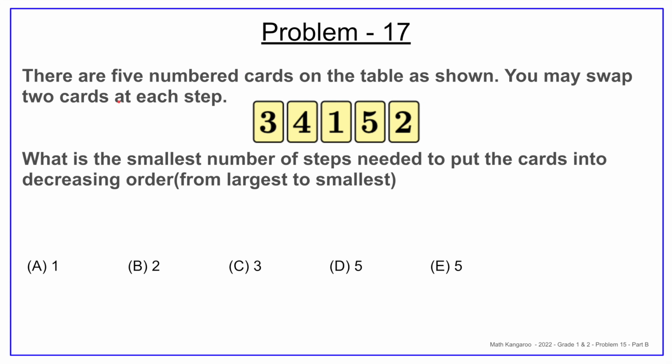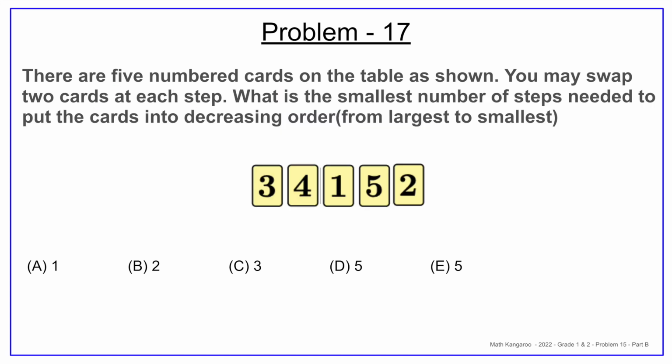Problem 17. There are 5 numbered cards on the table as shown. You may swap 2 cards at each step. What is the smallest number of steps needed to put the cards into decreasing order from largest to smallest? These are our options and these are our cards. Now let us swap these cards together. So let's bring it up in a clear screen. So we have cards 3, 4, 1, 5 and 2.